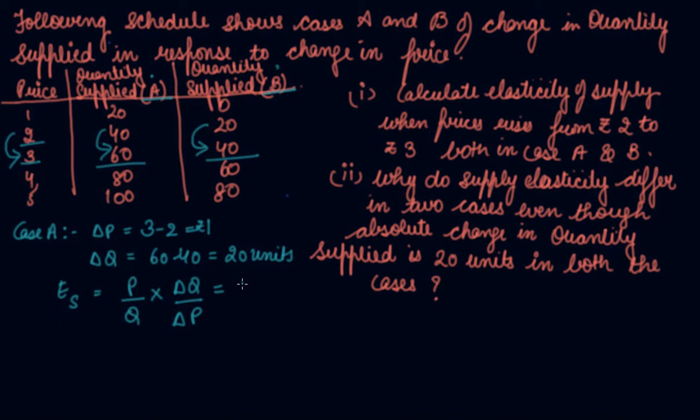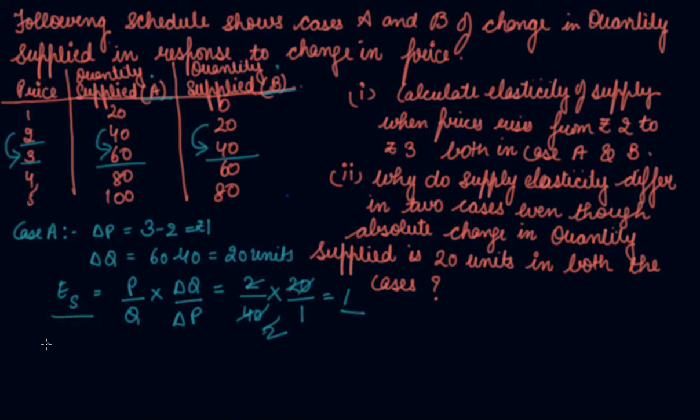So initial price was 2, initial quantity was 40. Now change in quantity is 20 and change in price is 1. So here we can go, which is equal to 1. So elasticity of supply in case A is 1.